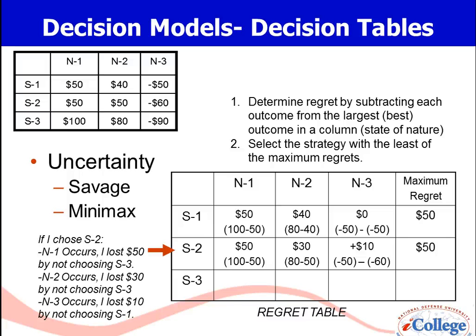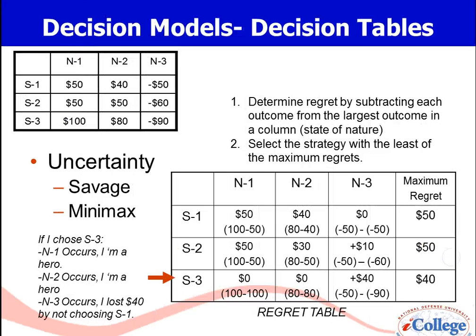If I choose strategy S2 and N1 occurs, I lost $50 by not choosing S3. If N2 occurs, I lost $30 by not choosing S3. And if N3 occurs, I lost $10 by not choosing S1. And there is my maximum regret. If I choose strategy 3 and N1 occurs, I'm a hero. If N2 occurs, I'm a hero. And if N3 occurs, I lost $40 by not choosing S1. And there is my maximum regret. And then I choose the strategy with the lowest of the maximum regrets.